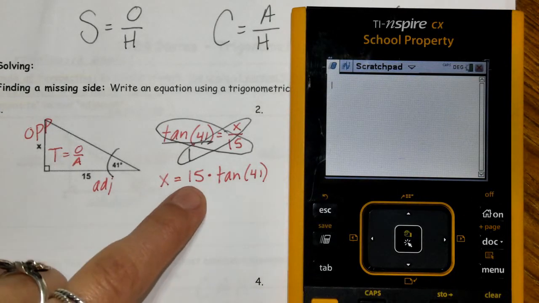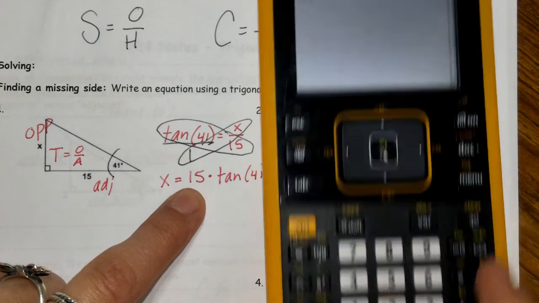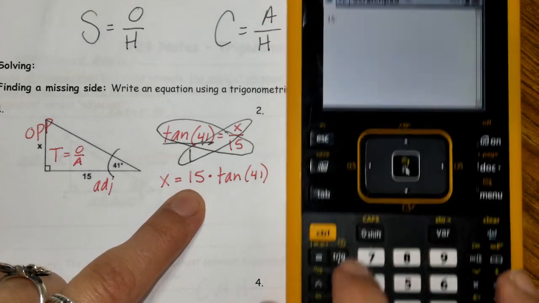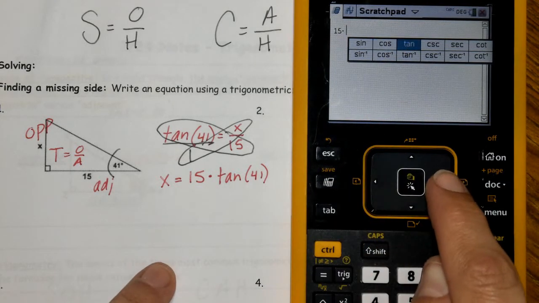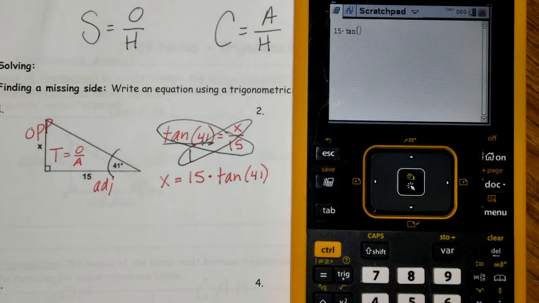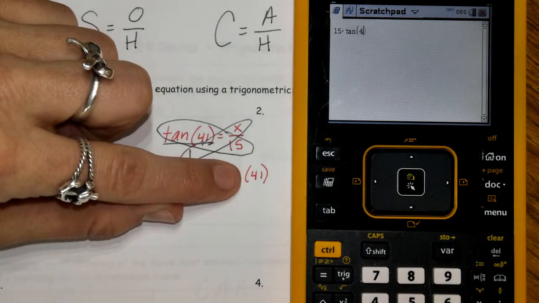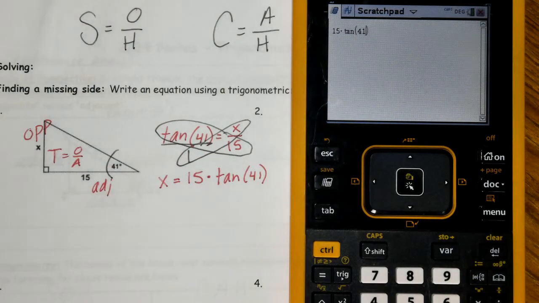We're going to type in now 15, and I'm going to push times. Go to that trig button, and we're going to scroll over to tangent. Press enter, and you're going to see parentheses. That's where we type in the 41. Now you have exactly what is on the right-hand side. You press enter. We did want to round to 3 numbers after the decimal, so we have 13.